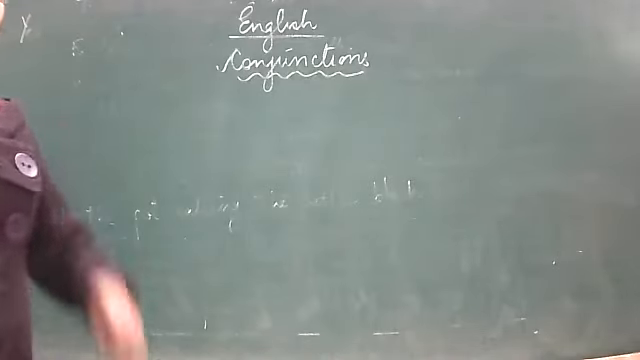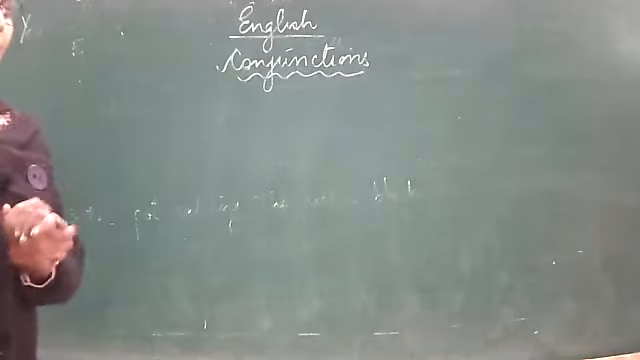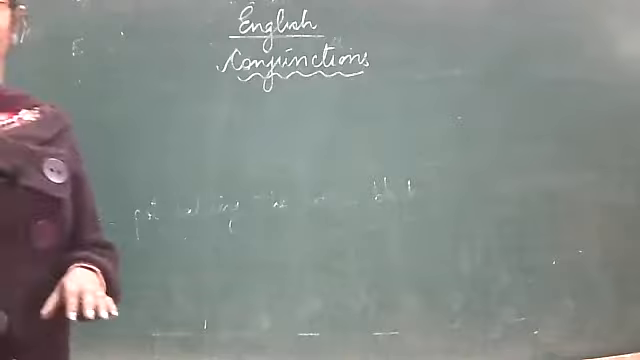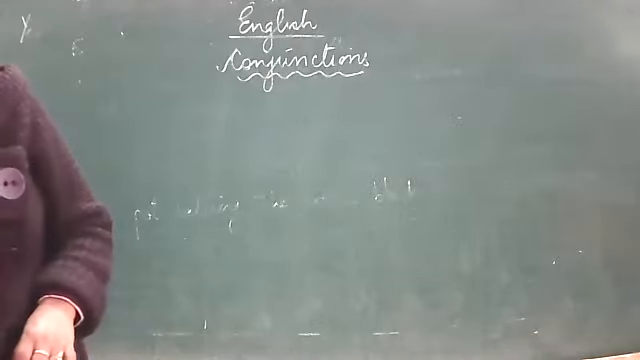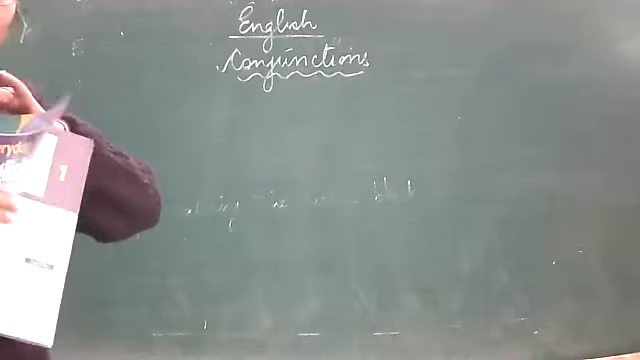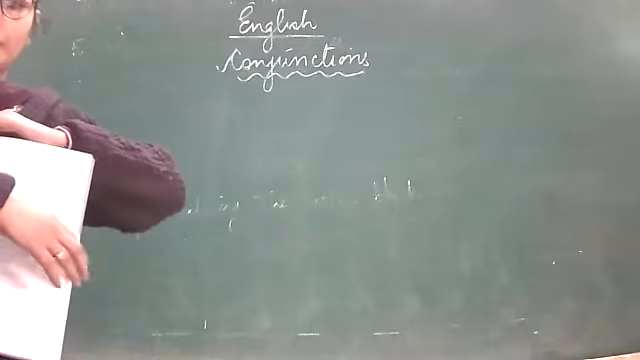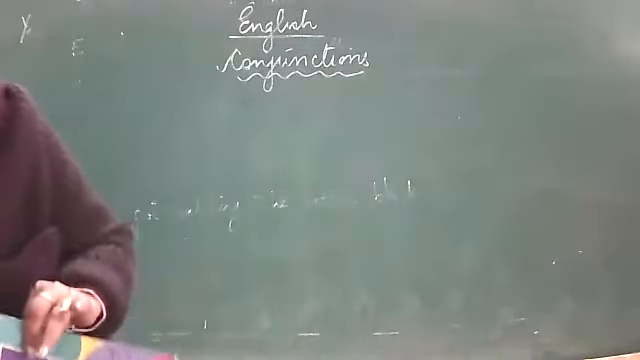So class 7, today we are going to start with conjunctions. So, what are conjunctions? Suppose this is a book. It has different pages. Outer one, then you have this page, next page, and next page.